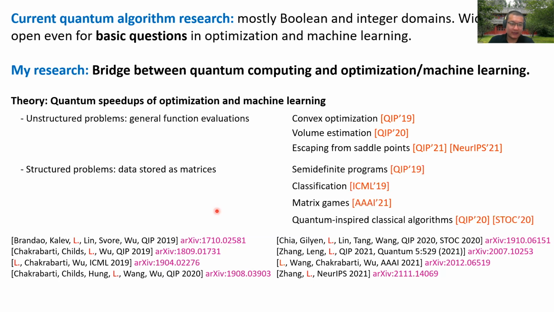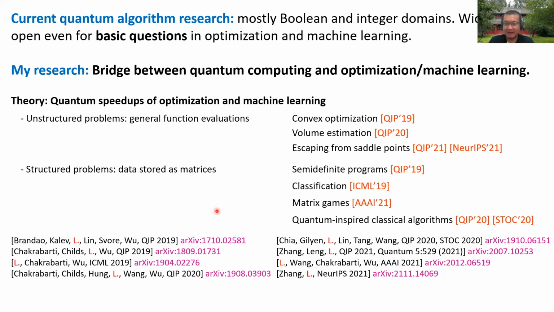And also for some related problems where we have data stored as matrices. There are other things that some of you may be familiar with, for instance semi-definite programs, classification problems, the matrix game, and also, very importantly, quantum-inspired classical algorithms. Theoretically speaking, we can give fast quantum algorithms for such things, and also related quantum-inspired classical algorithms. So this is just a very high-level sketch of what I've been doing.